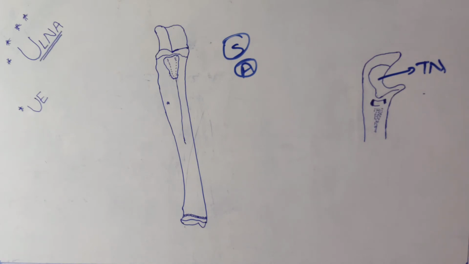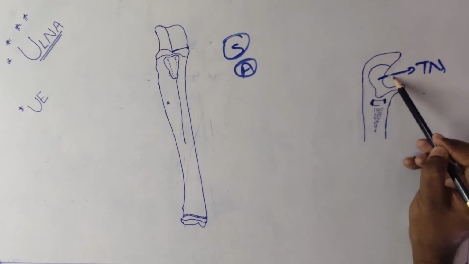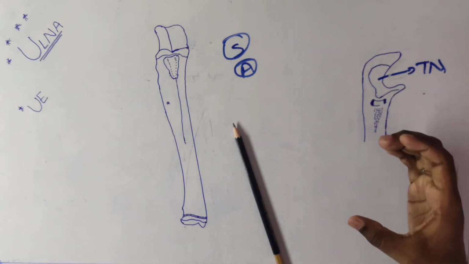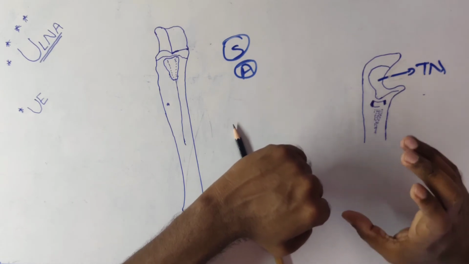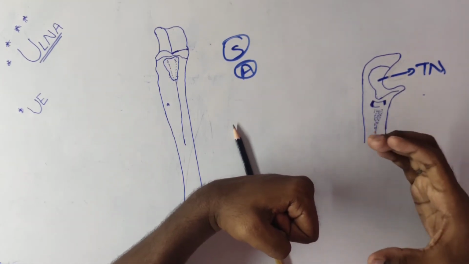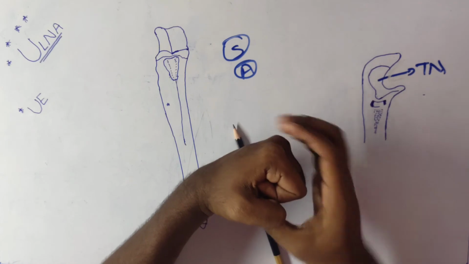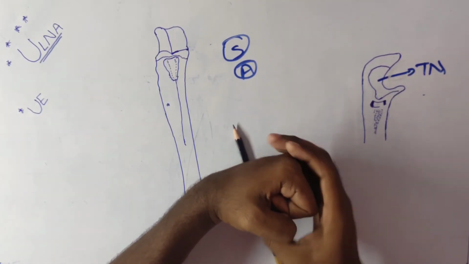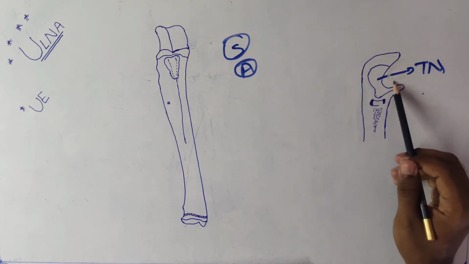For the trochlear notch, we have only one point to know. The trochlear notch forms an articular surface to articulate with the trochlea of the humerus. We can see a hook-like shape here, which articulates with the trochlea of the humerus. It is pulley shaped, so it moves easily and smoothly. It articulates with the trochlea of the humerus to form the elbow joint.